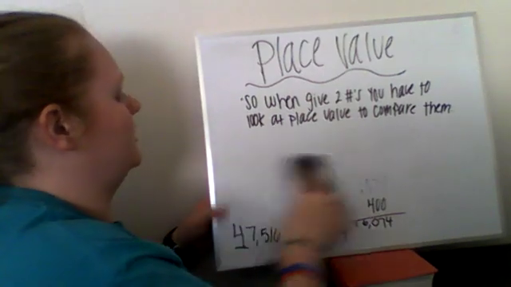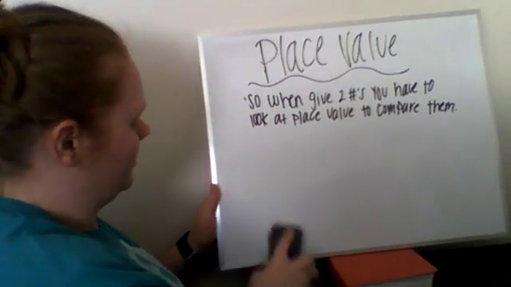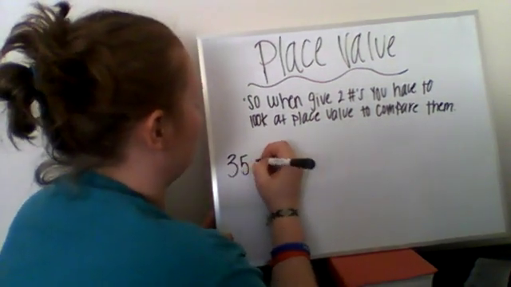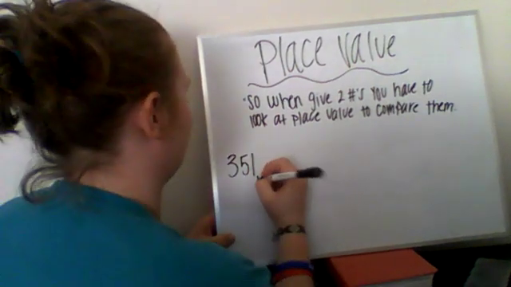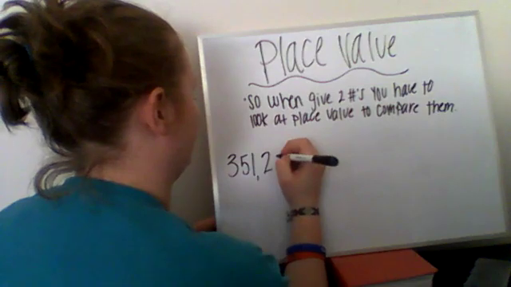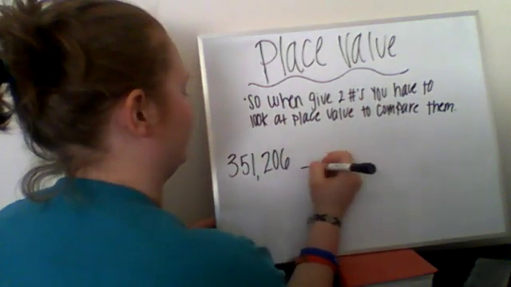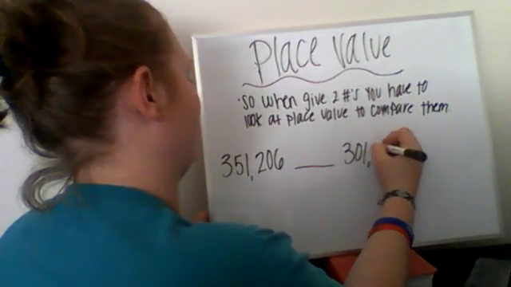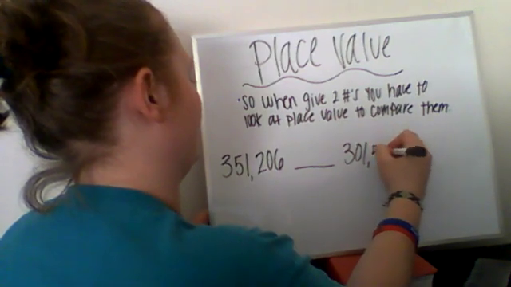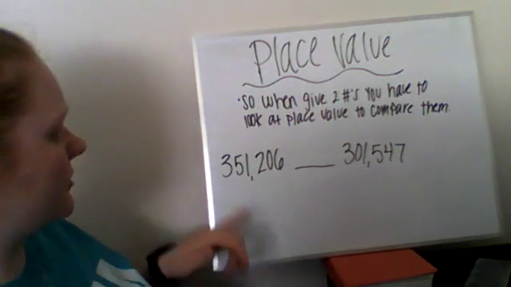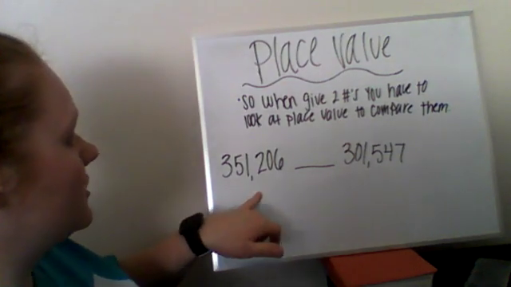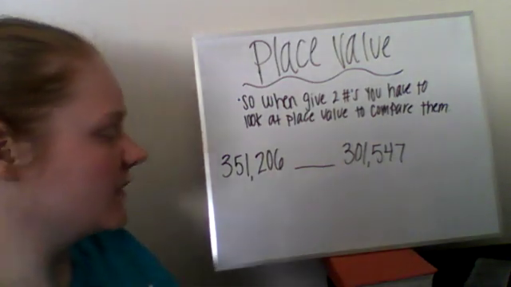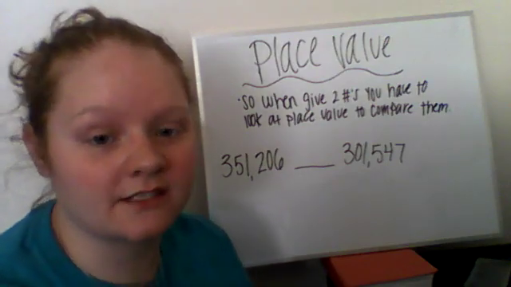All right, so let's look at another example. Do one more, then we're going to do something different. If I give you the numbers, since we're in fourth grade and we did a lot with hundreds, thousands, let's do a number like this. So my two numbers are 351,206 and 301,547.